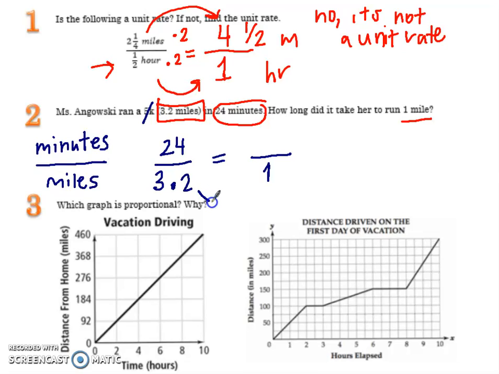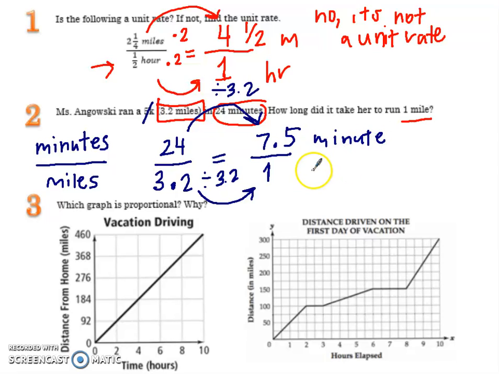So how would I go from 3.2 to 1? I would need to divide by itself. I'm dividing by 3.2. And if I divide by 3.2 on the bottom of my fraction, I need to divide by 3.2 on the top as well. So put that in your calculator. 24 divided by 3.2 will give me 7.5 or 7½ minutes in 1 mile.